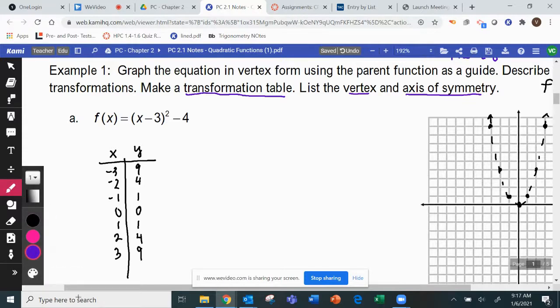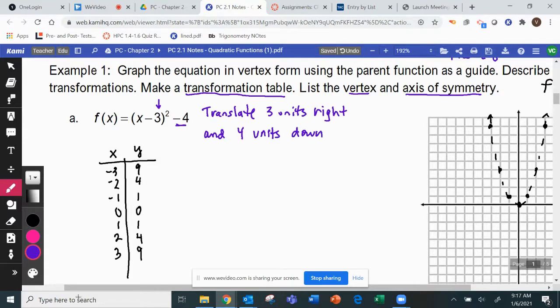And now we're going to look at transformations. So this 3 is inside of the squared, which means it's horizontal. That is a translate 3 units. And since it's minus, it's going to be right. And then over here on the outside of the squared, we have a vertical translation, 4 units down.